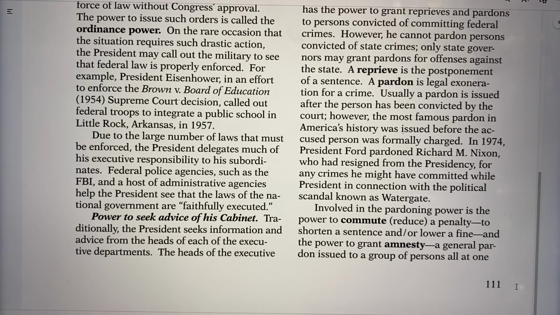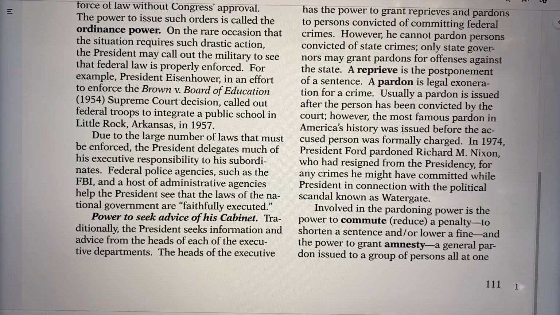Number 2. So first of all, the chief executive has executive power, right? Number 2 is the power to seek advice of his cabinet. So he has certain heads of the state that are traditionally given, each executive department head, and it is a panel of advisors for the president. This is called the president's cabinet. We'll find more about that in the next section too.